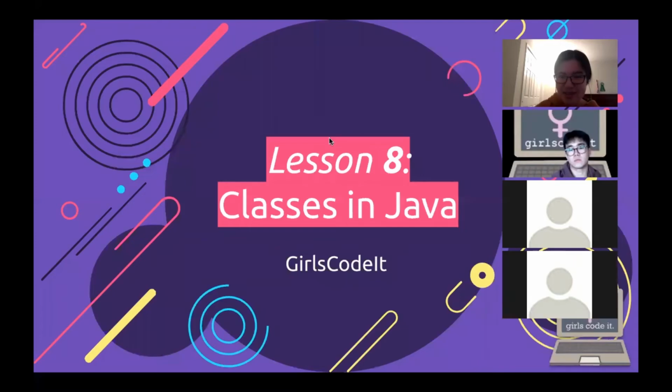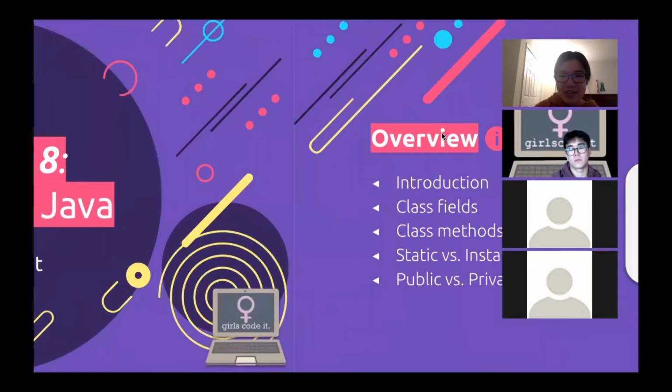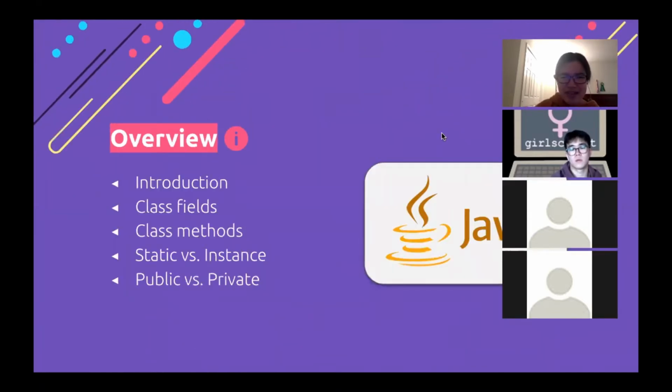3, 2, 1. All right, so for this week, we're just going to be learning a basic introduction of classes in Java, just like what they are, basic concepts and important keywords to know in Java. So for this lesson, we'll go over what is a class, what are fields and methods in classes, things like static versus instance, and then public versus private.